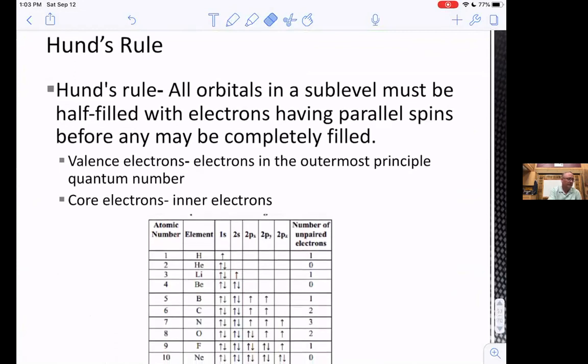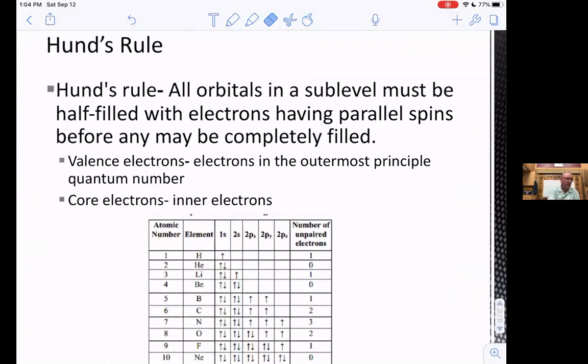So let's go look at a couple of these together. Well, maybe not quite yet. Hund's rule: all orbitals in a sublevel must be half filled. So that's one in a p, another in a p, another in another p. And then you go back and give parallel spins, or you go back and refill them. So it'll be one in the px, one in the py, one in the pz axis. And then you go back and you pair them up.